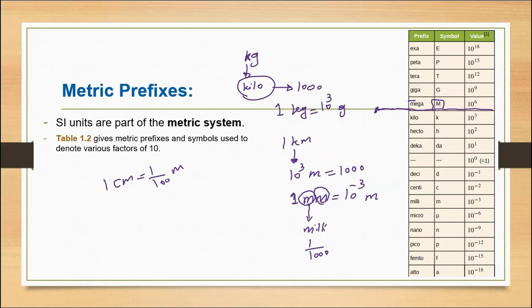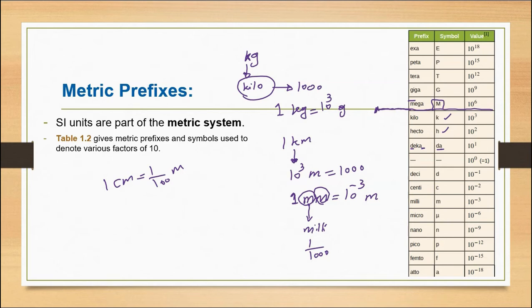And just the first letter, k, h. For deca, we use D, the first and the last one, da, deca. Why? Because we have deci, which starts with d. We don't want to confuse these two. So for deca, d, a.